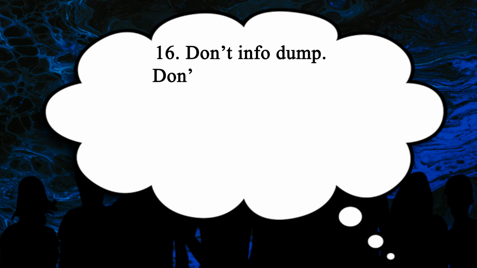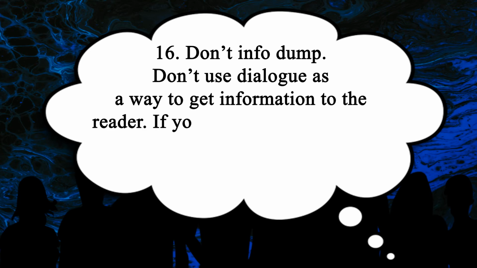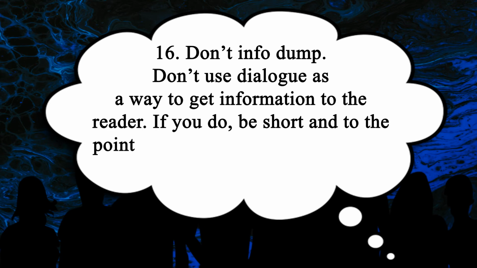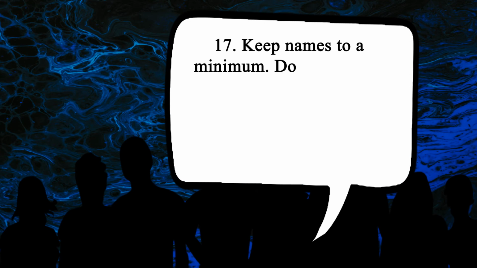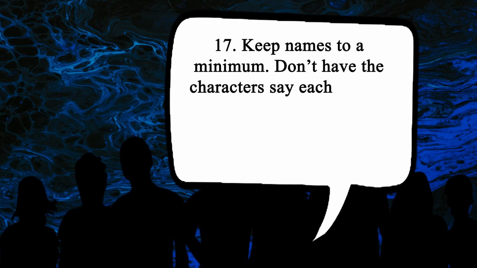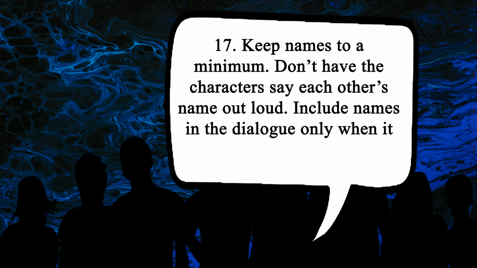16. Don't info dump. Don't use dialogue as a way to get information to the reader. If you do, be short and to the point. Do not start the dialogue with as you know. 17. Keep names to a minimum. Don't have the characters say each other's name out loud. Include names in the dialogue only when it makes sense or for emphasis.